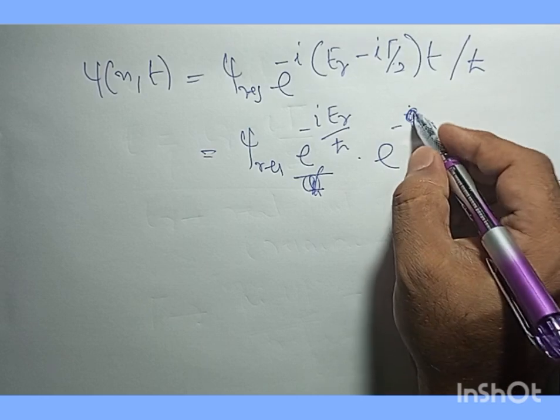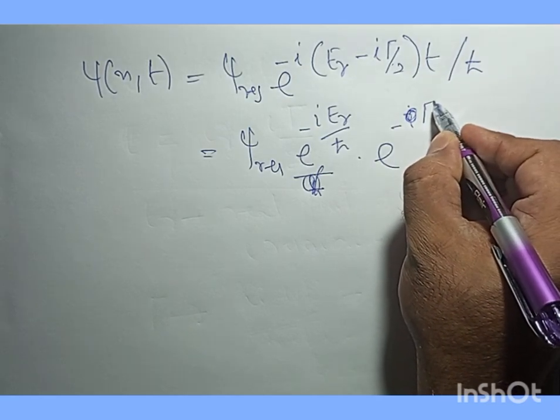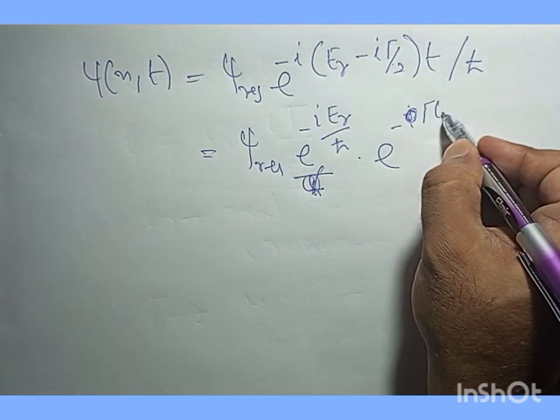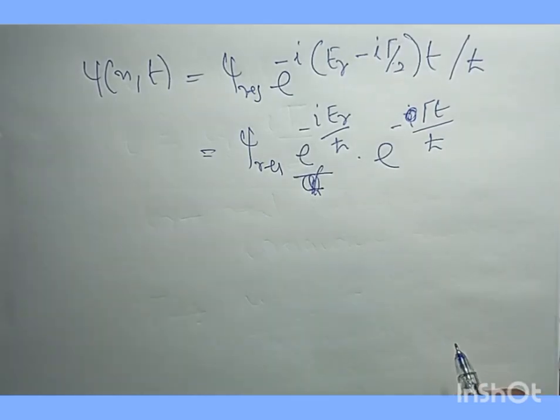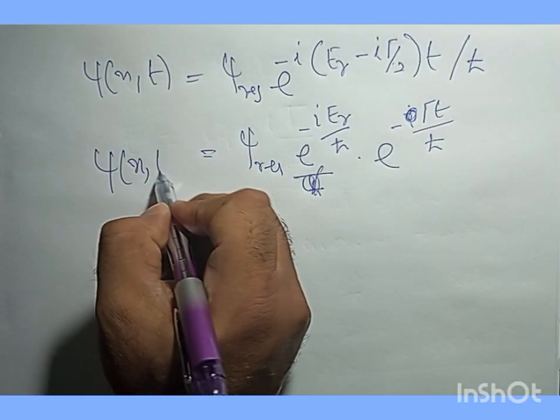So this is e to the power of minus resonance width times t divided by h bar. Okay, this is my wave function for this quasi-bound state.